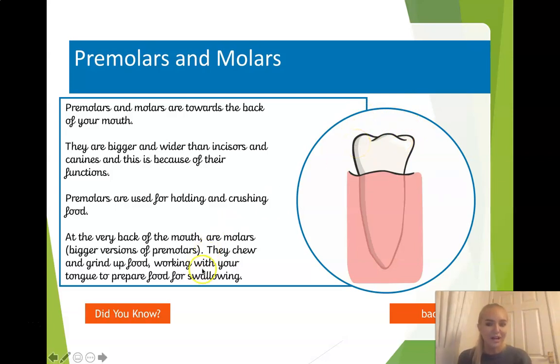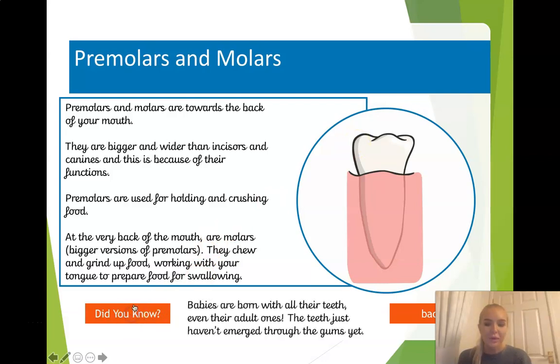And I'm doing that now with mine as well. And it prepares you for swallowing. Now, another did you know? Babies are actually born with all their teeth, even though they haven't all emerged yet. They are in there, but they're just in their gums. So that's why it makes it a little bit sore when our teeth are coming through, because it's trying to squeeze through the gums, okay?